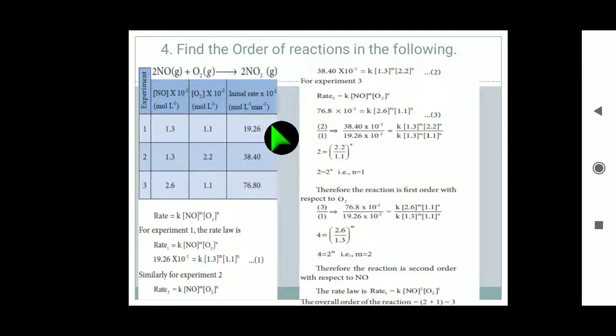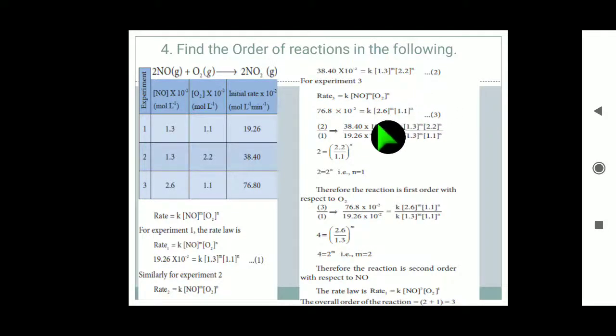Regarding the first experiment, how to write? 1.3 is for nitric oxide, 1.1 for oxygen, and the rate is 19.26 multiplied with 10 to the power minus 2. That is equation 1. In the same manner, the second equation, by using the rate law we have to write it. Second equation here, 38.4 is the rate.